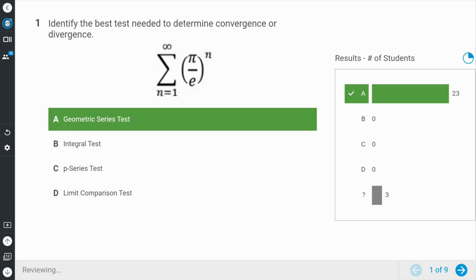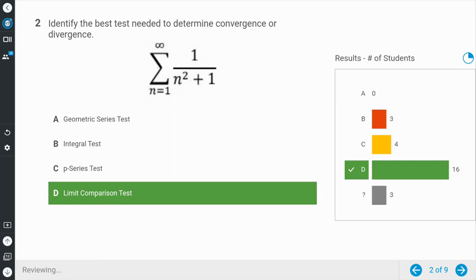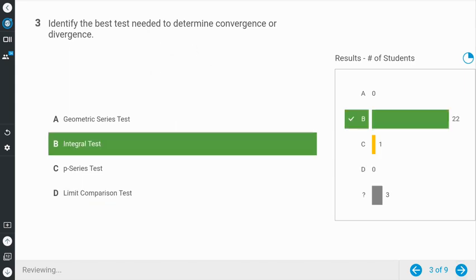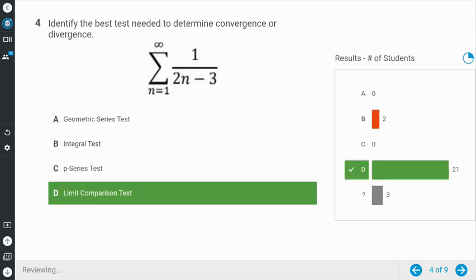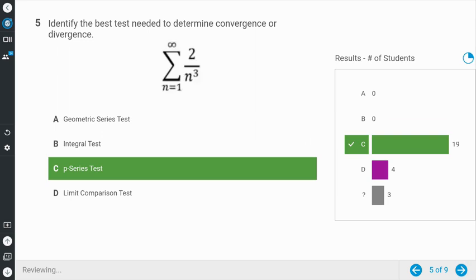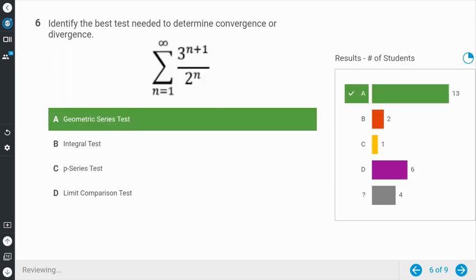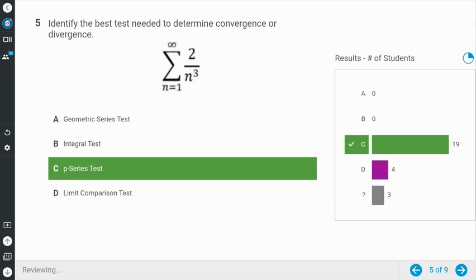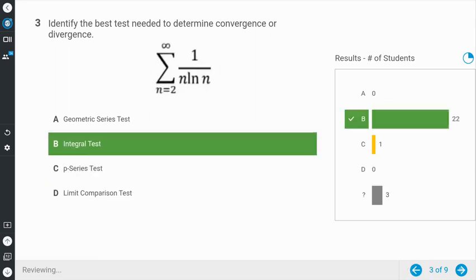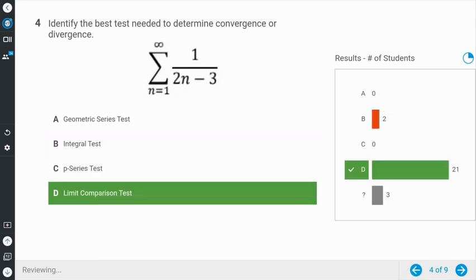Alright, very good. A lot of people got the first one correct. This one has to be the comparison test. The limit comparison test is not really in the form of a P-series. Okay, this one has to be the integral test. You can't compare it. It's not geometric and it's not a P-series. Comparison test, P-series. You can use the integral test for this one here, but remember I said the best test.